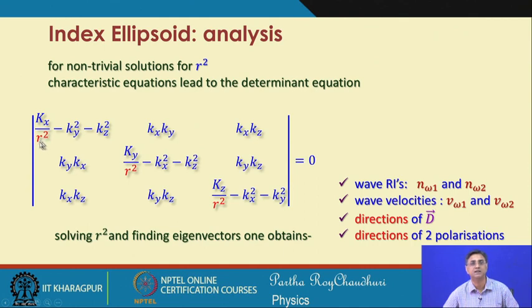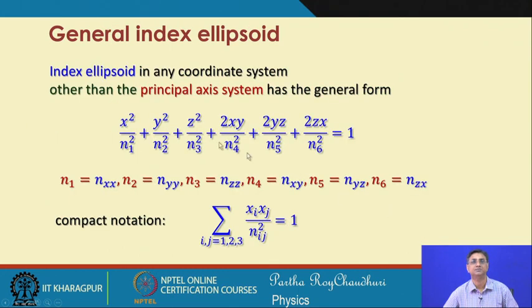So, if I can measure the value of R, then I will get n omega 1 and n omega 2. Knowing these two values, I can find out the velocities, the directions of D and the directions of polarization. The case that we have discussed corresponds to the principal axis system of the index ellipsoid, but in any general coordinate system, we can write this index ellipsoid, which will also involve the cross terms with xy, yz and zx and the off-diagonal elements of the permittivity tensor.